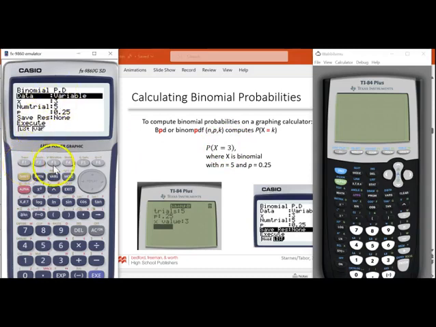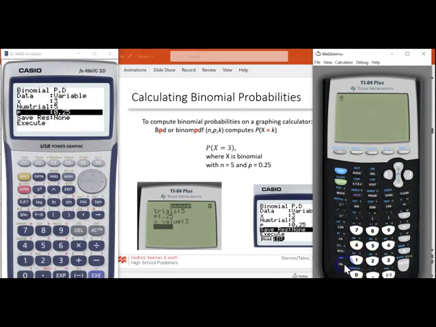Yours might look like this when you first click on it. We have to change it from list to variable, so hit F2 and then you'll be able to type the things in. We're looking for X to be equal to 3. We have 5 trials and the probability is 0.25.